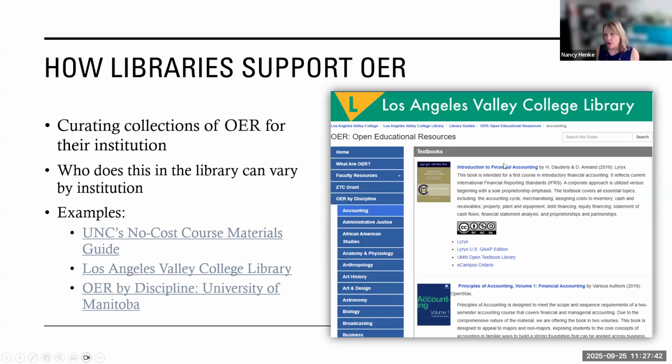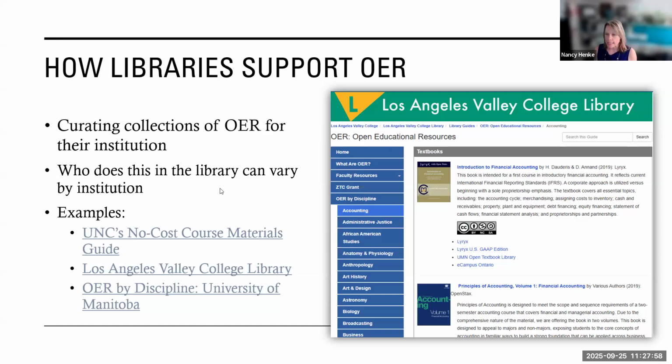But this image that we have here is an example of what you might see, is that somebody pulled together different OER for these different subject areas, put them in a nice LibGuide, and then can point faculty members who might be interested in OER to these resources.